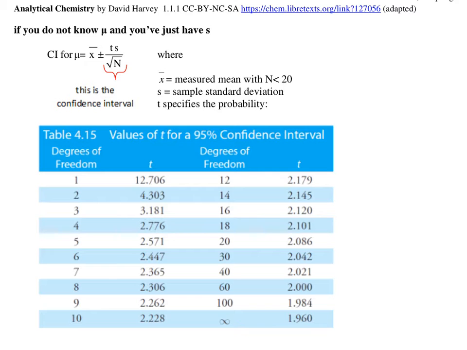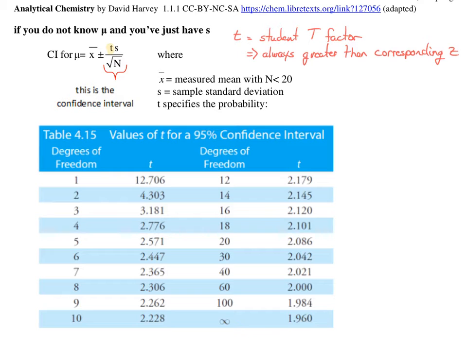If we don't know the true value of the mean, or we just have a sample standard deviation, we use this flavor of confidence interval, where mu has been replaced by x bar, and z has been replaced with t. T is called the student t factor, and it's always greater than the corresponding z, which makes sense because we're not as confident of these measurements. So the interval is necessarily larger.